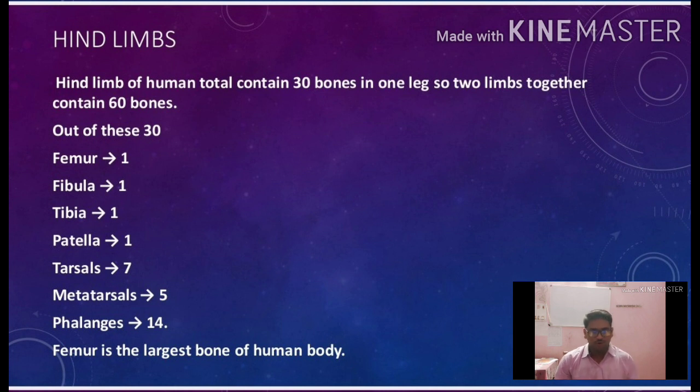Among these 30 bones, there are several types of bones: one femur, one tibia, and one fibula. These are all one in number. Patella is also 1 in number, but tarsals are 7 in number, metatarsals are 5 in number, and phalanges are 14 in number. Femur is the largest bone. As a whole we can count: 3 plus 1 is 4, 4 plus 7 is 11, 11 plus 5 is 16, 16 plus 14 is 30 bones. So one limb contains 30 bones.